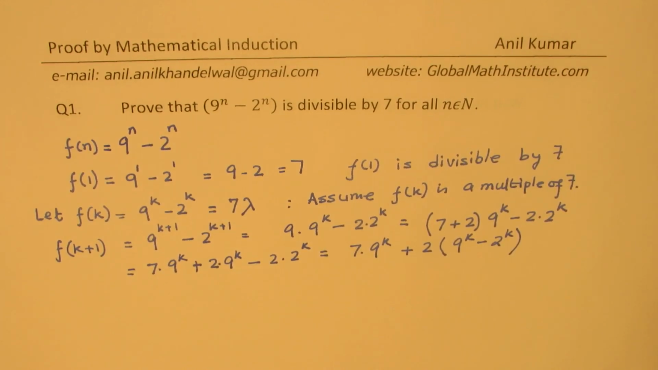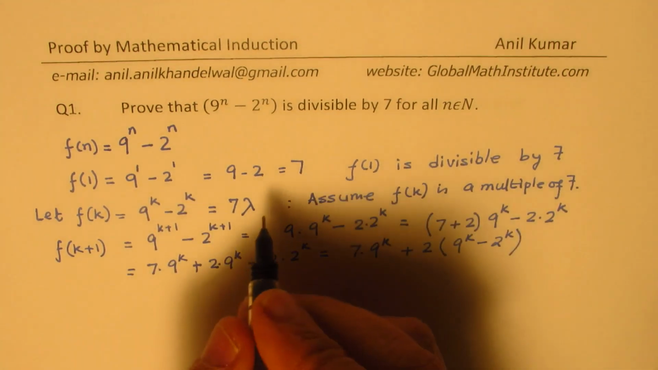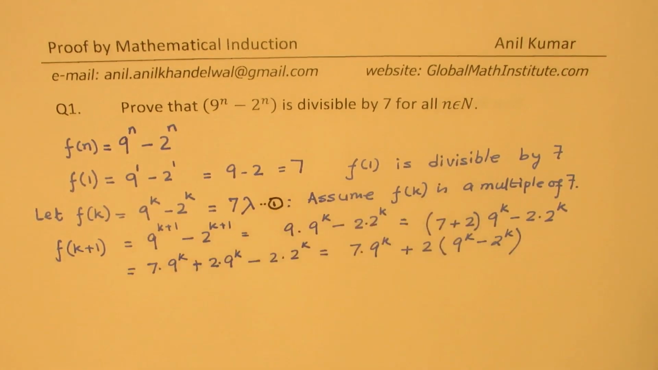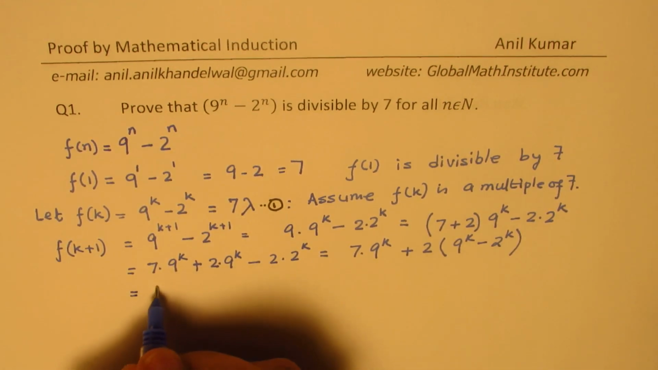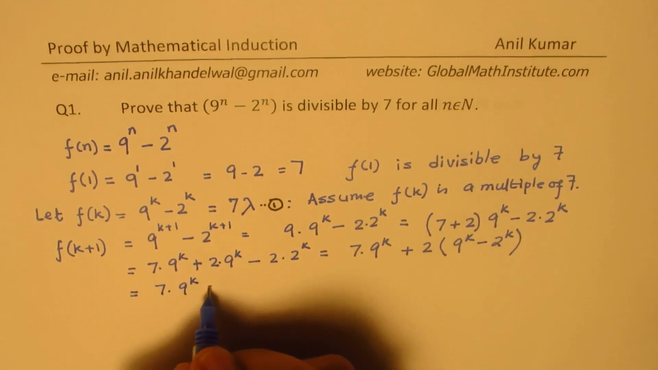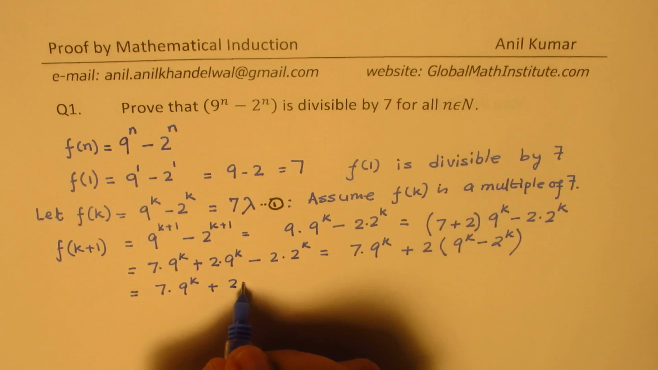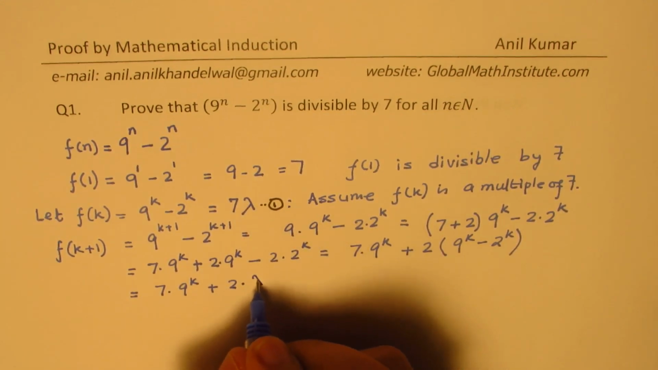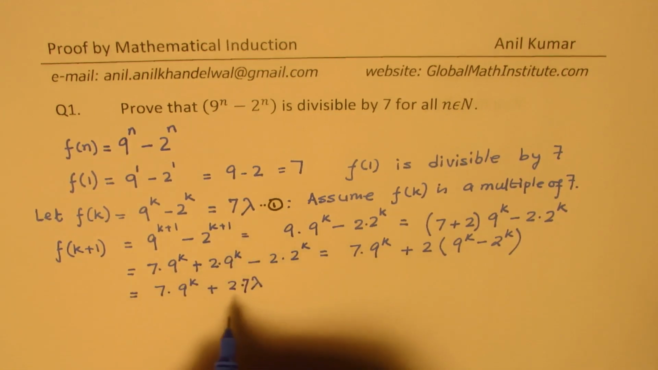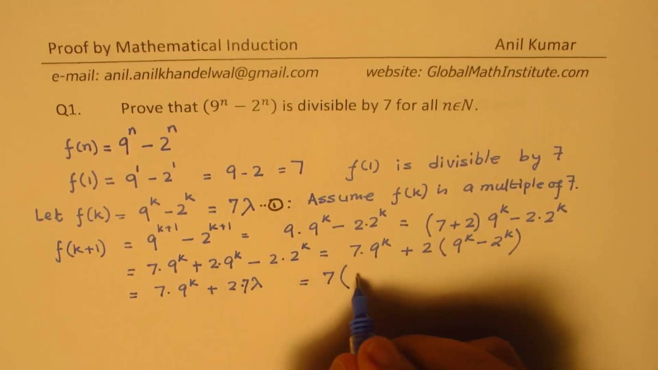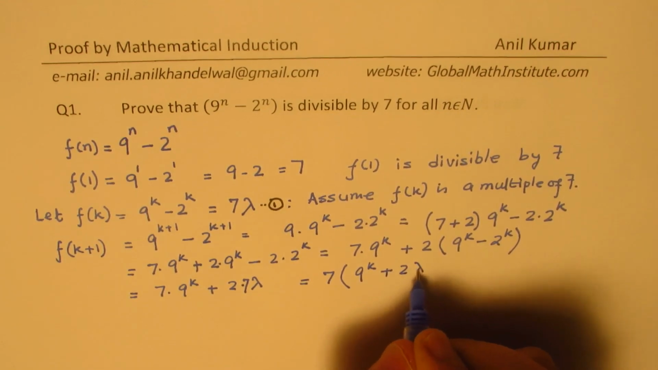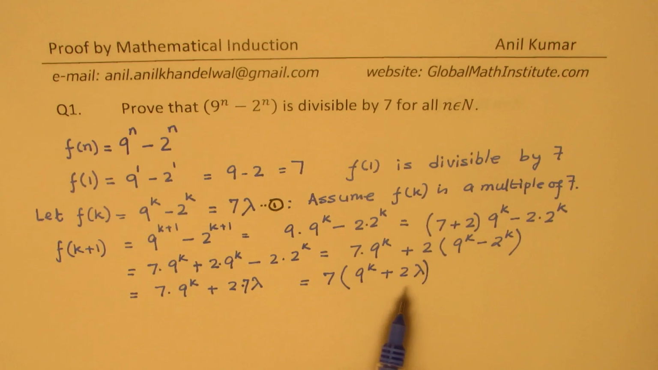Now we had already assumed that 9 to the power of k minus 2 to the power of k is 7 times lambda, right? So we'll call this our equation number 1. So we can replace 9 to the power of k minus 2 to the power of k with 7 lambda. And therefore, we can write this as equal to 7 times 9 to the power of k plus 2 times, this portion here is 7 times lambda. Right? Now, 7 is common between these two, so we can write 7, and within brackets we get 9 to the power of k plus 2 times lambda. So clearly it is a multiple of 7, right?